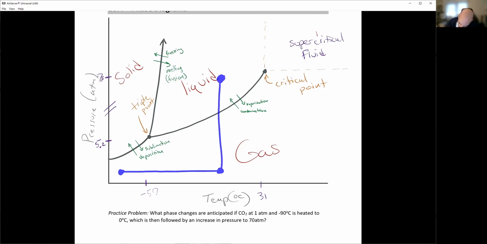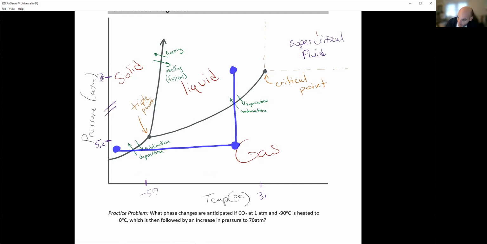So what has happened? Well, actually, let's make it a little bit more complex. So let's say that this happens to be 1 atmosphere, and then over to 0 degrees Celsius, and then up to 70 atmospheres. So going from negative 90 at 1 atmosphere all the way up to 0 degrees Celsius and 70 atmospheres, we've gone through 2 phase transitions. We've gone through sublimation followed by condensation. So that's the kind of question that's going to ask, what transitions do you expect to see? What phase are you in?